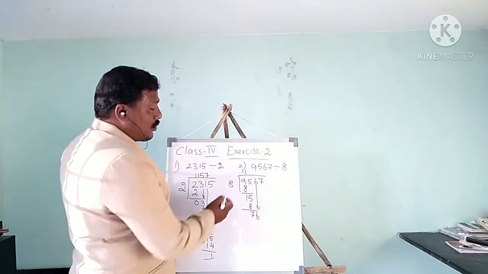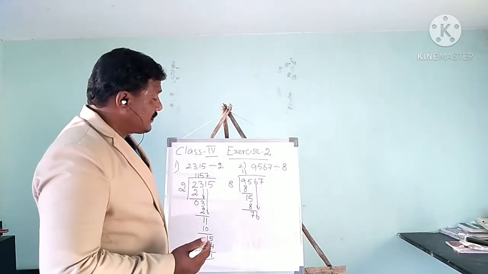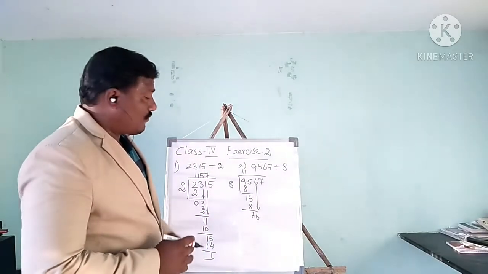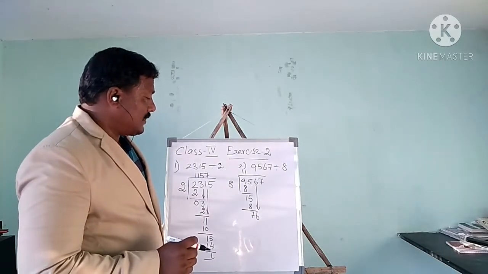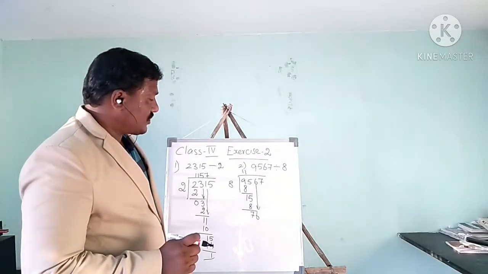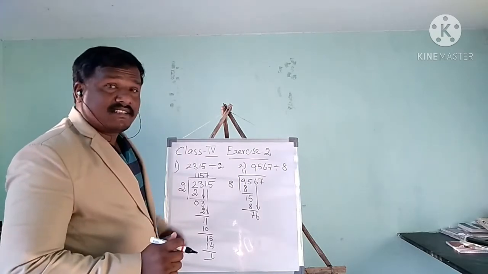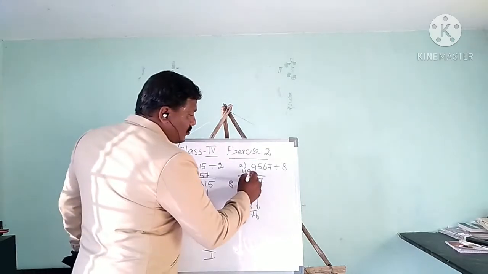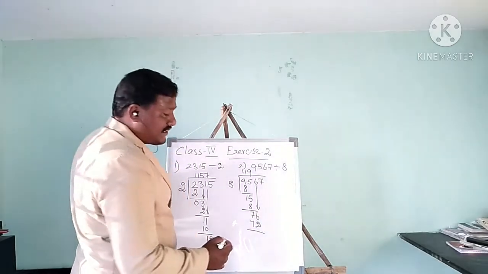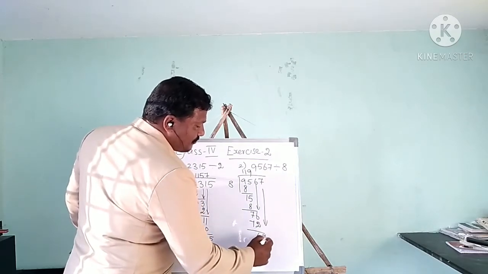Now 76. I want to tell the 8 table up to 76. 1 8 is 8, 2 8s are 16, 3 8s are 24, 4 8s are 32, 5 8s are 40, 6 8s are 48, 7 8s are 56, 9 8s are 72. So 9 8s are 72. If you subtract this, you get 4. Remaining 4, and 7 is there. You can take it.